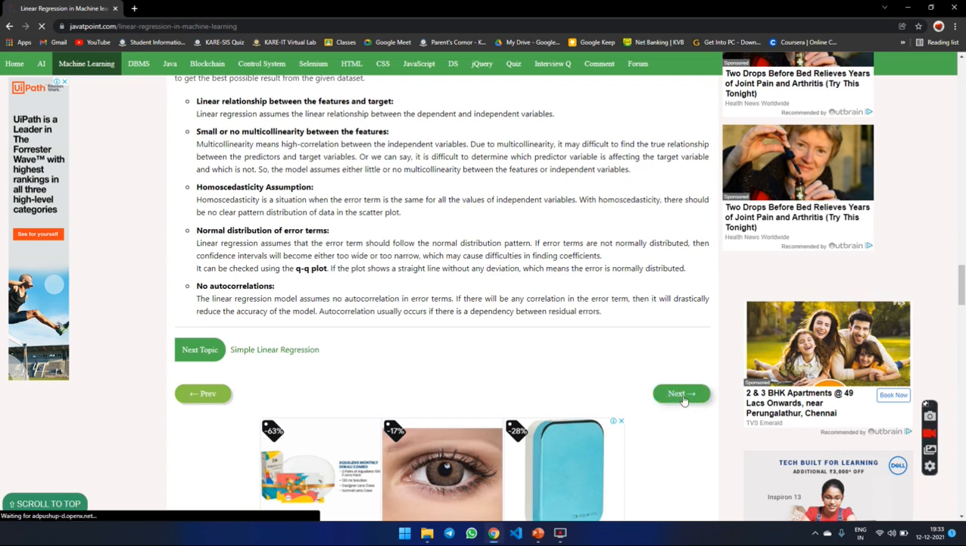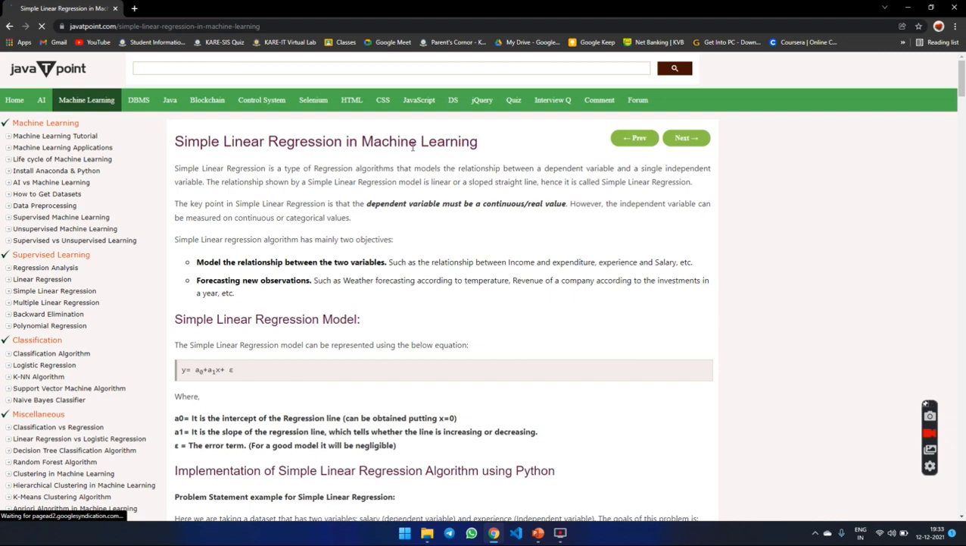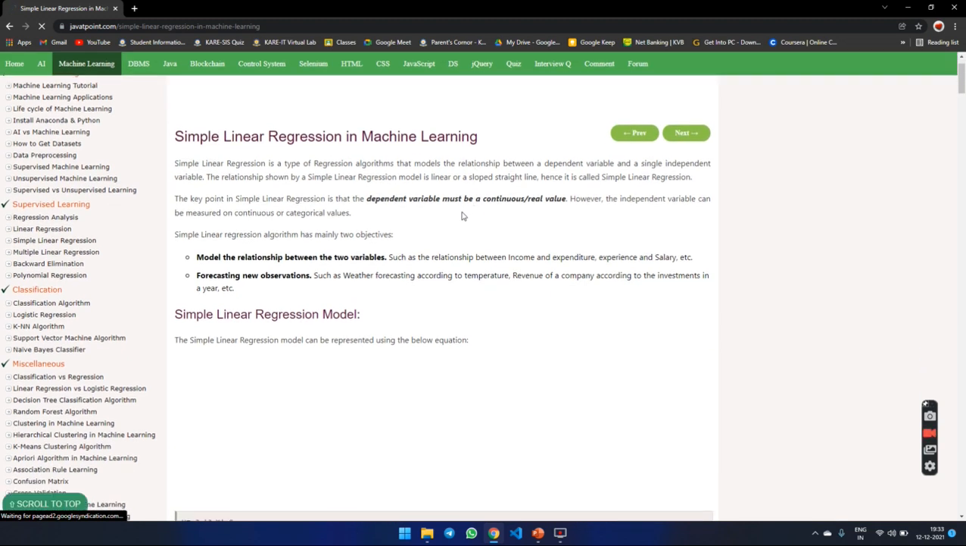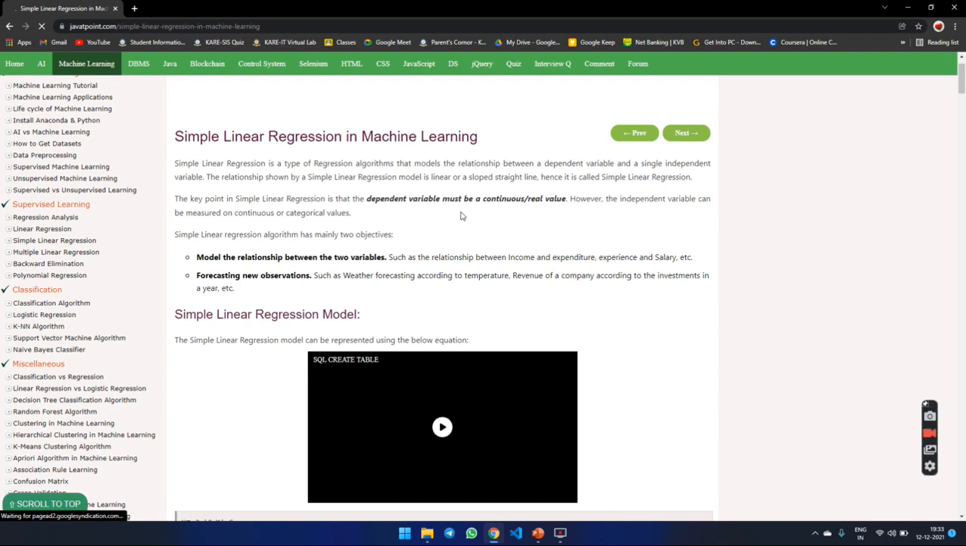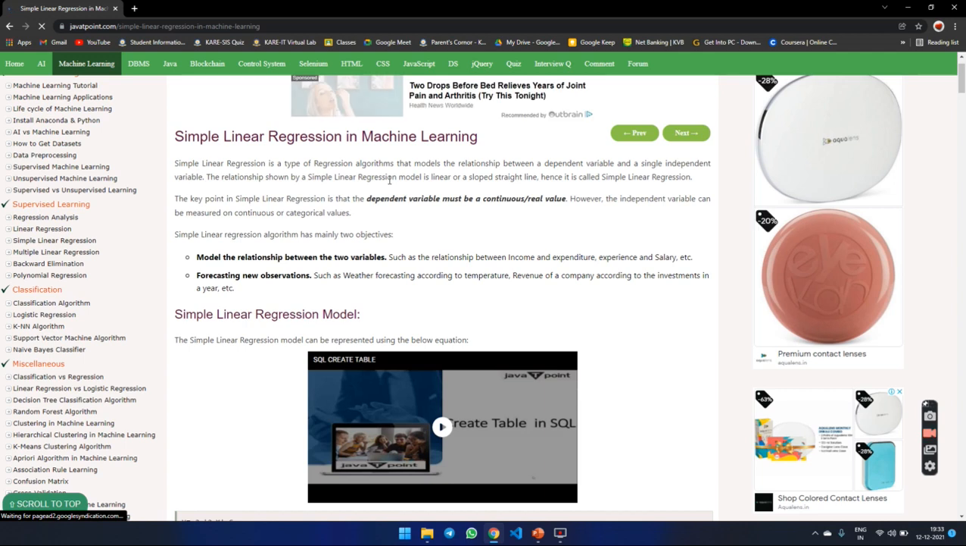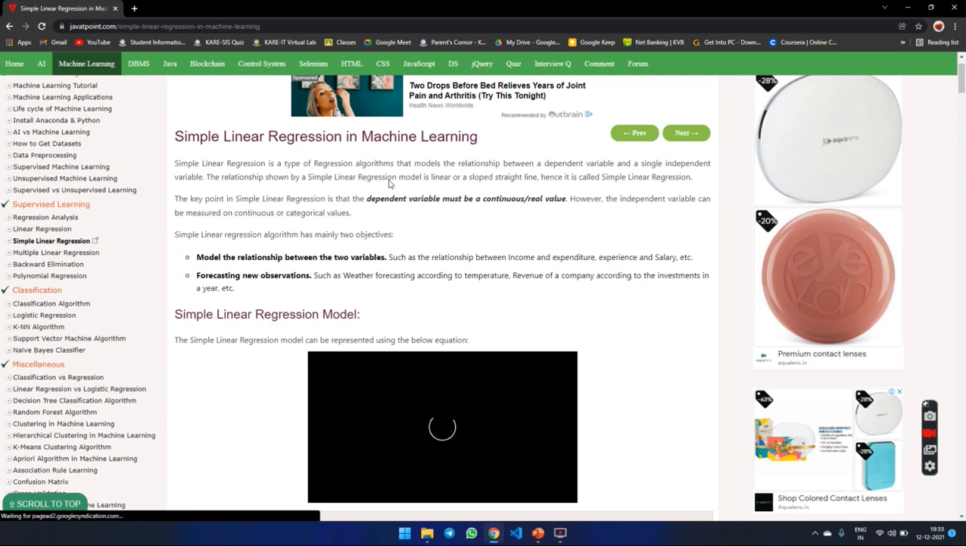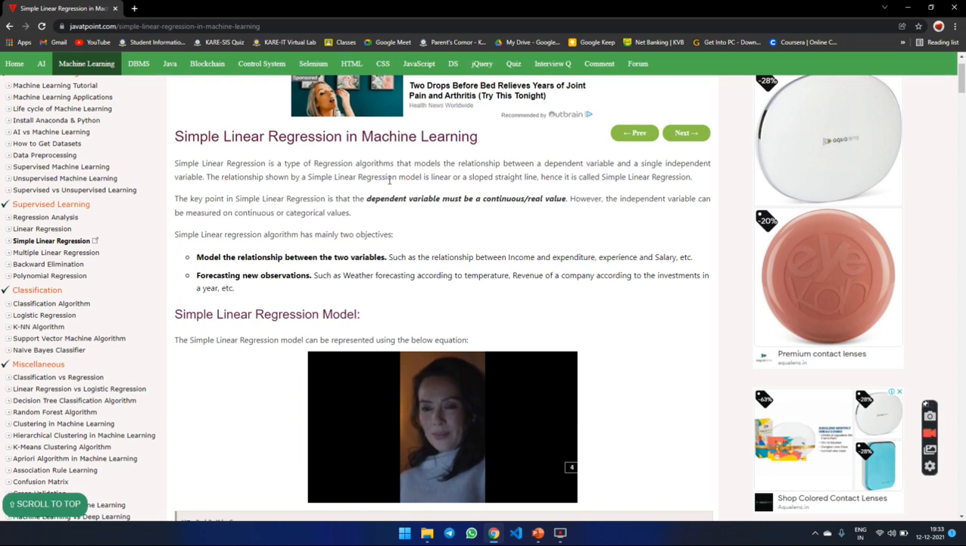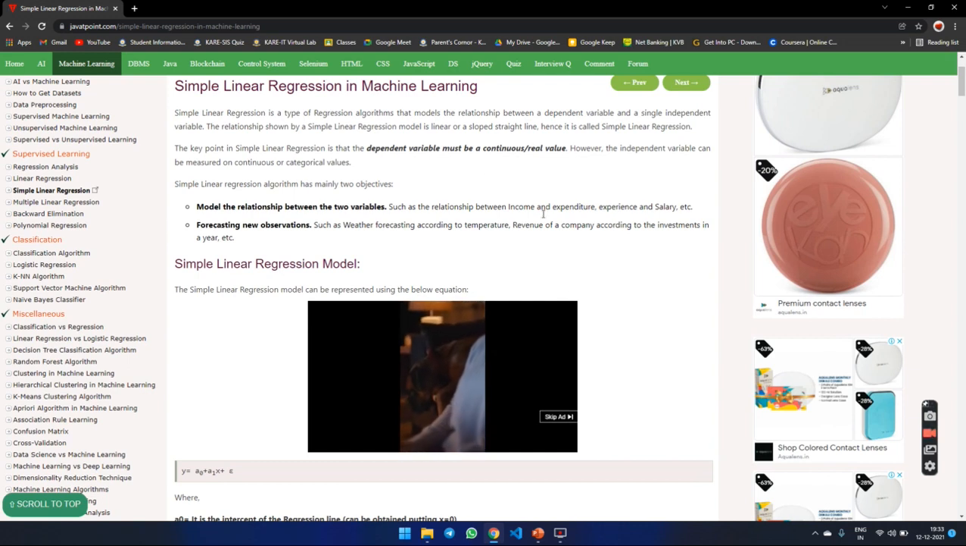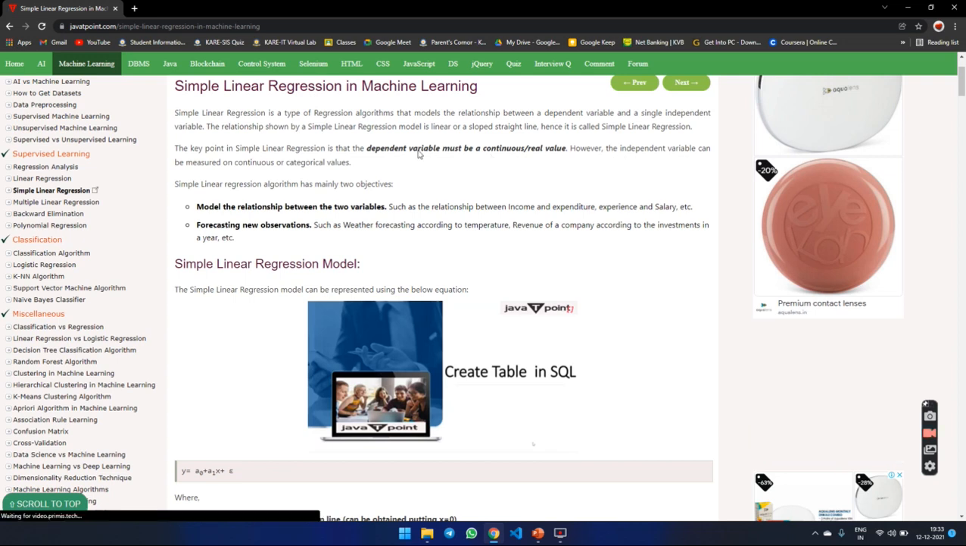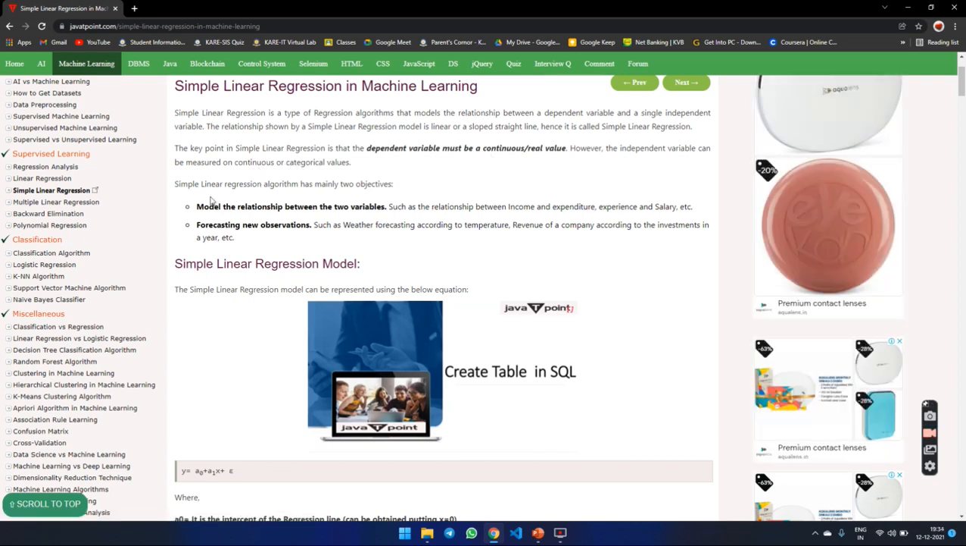Then we are going to discuss simple linear regression in machine learning. Simple linear regression is a type of regression algorithm which models the relationship between the dependent variable and a single independent variable. The relationship shown by simple linear regression is a sloped straight line, hence it is called simple linear regression. The key point is that the dependent variable must contain a continuous or real value. However, the independent variable can be measured on continuous or categorical values.